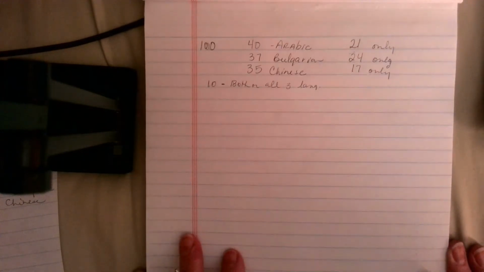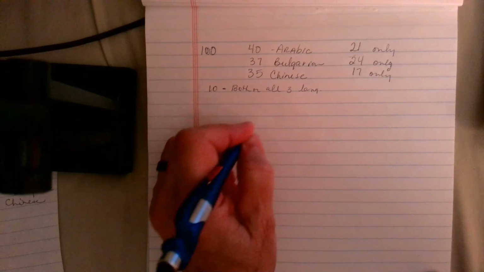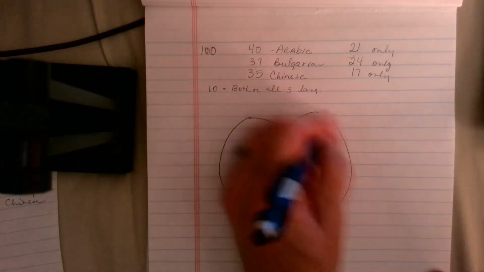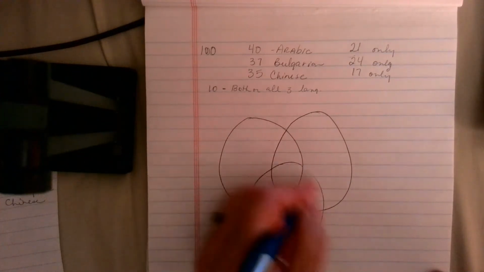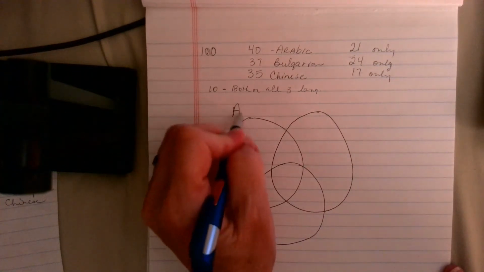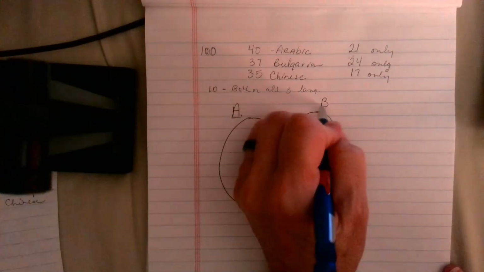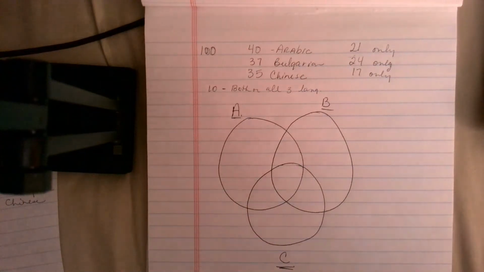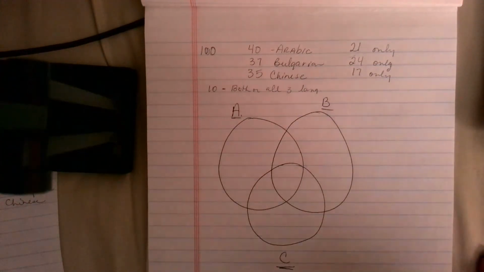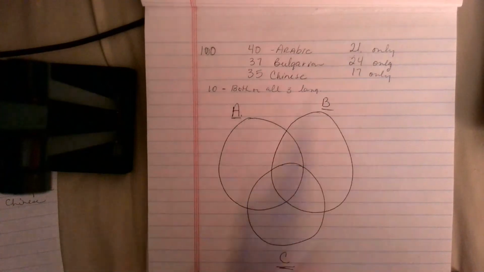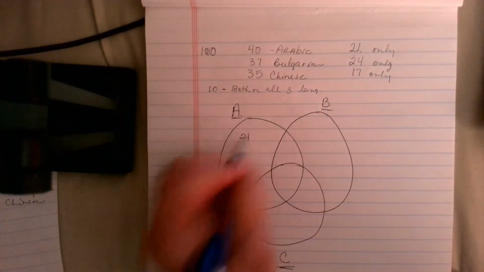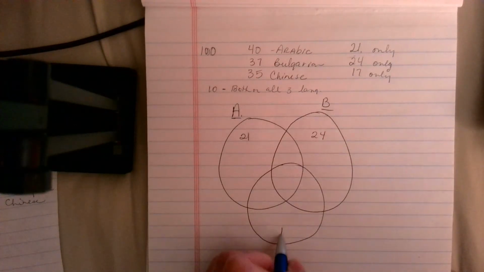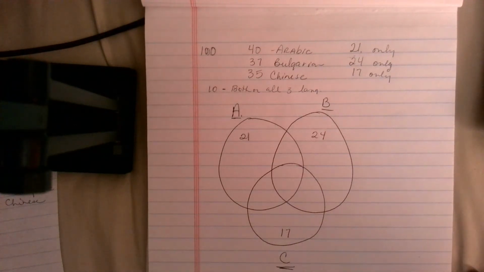So the first thing you need to do is to draw yourself a Venn diagram. And I've labeled mine just A for Arabic, B for Bulgarian, and C for Chinese. Now, not knowing anything else, I do know that there's only 21 students here taking Arabic, only 24 taking Bulgarian, and only 17 here that are taking Chinese.